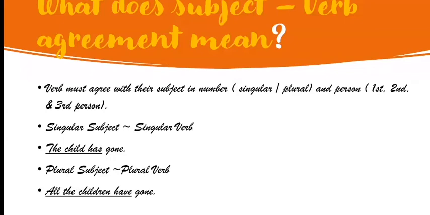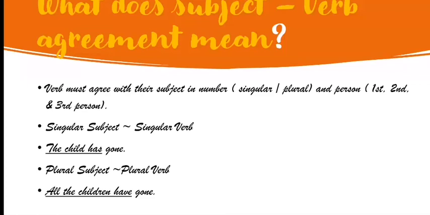What does subject verb agreement mean? It means the verb must agree with the subject in number, that is singular or plural number, and person, that is first person I, we, second person you, third person he, she, it, they, Ram, Sita. It means that when the subject is singular, the verb used is singular.